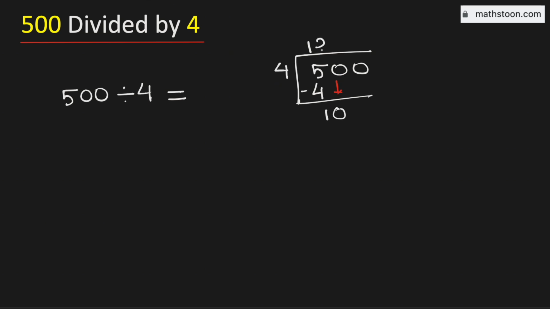Now 4 times 2 is 8. Subtract, we get 2. Again 2 is less than 4. That is why we will bring down this number 0 here.